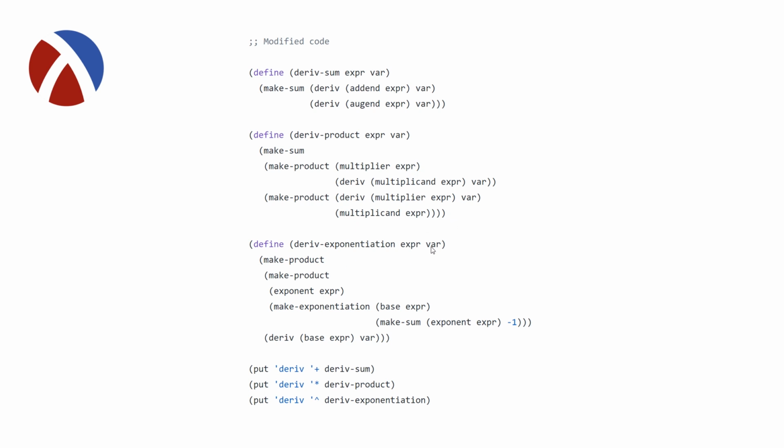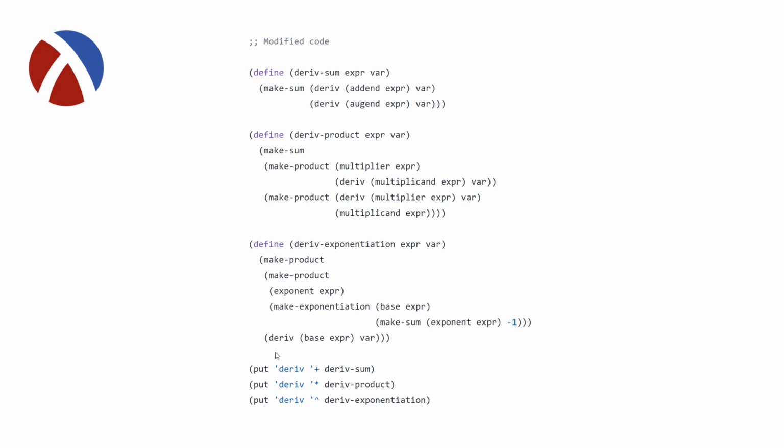Other than that, the code is exactly the same. And once we have these as separate procedures outside of our generic deriv function, we can then use put to basically put these into our hash table. So we have basically two things that form our key.